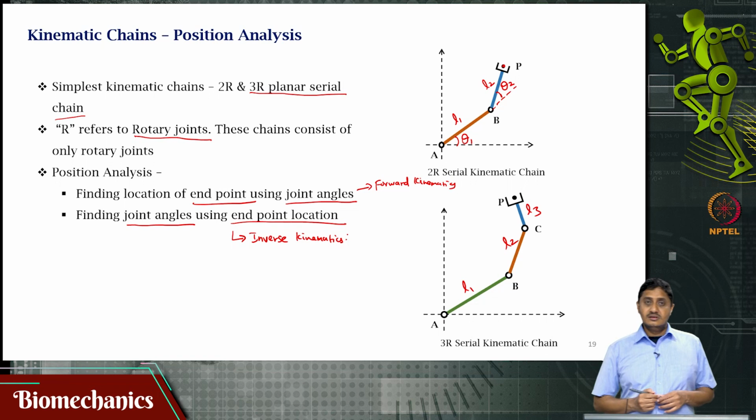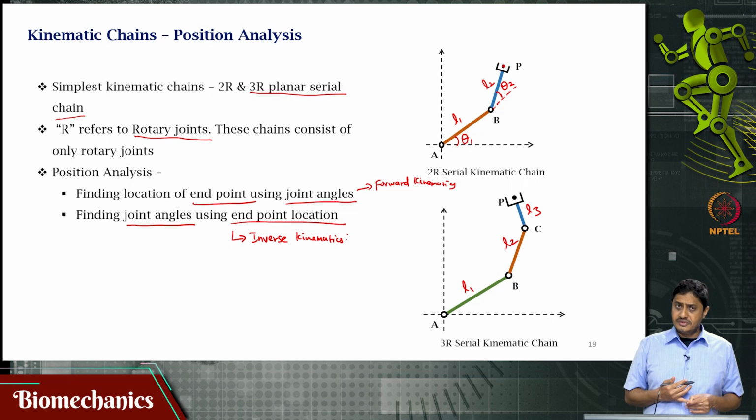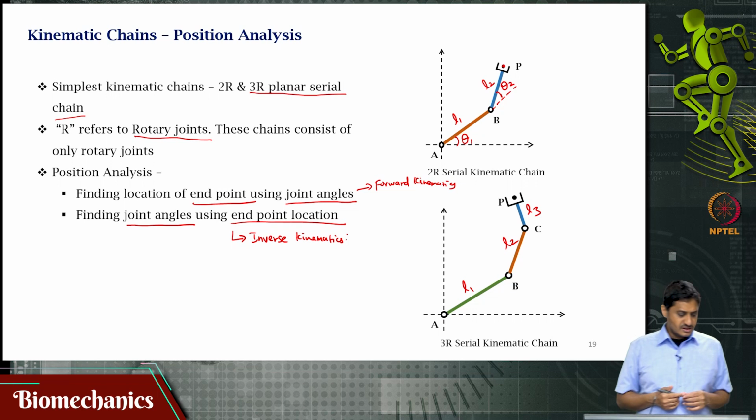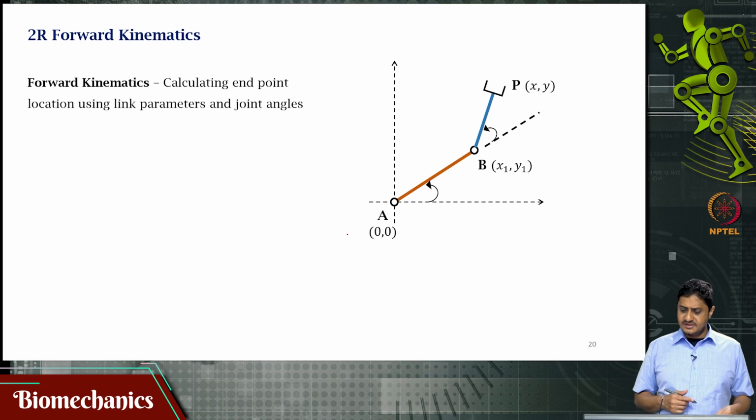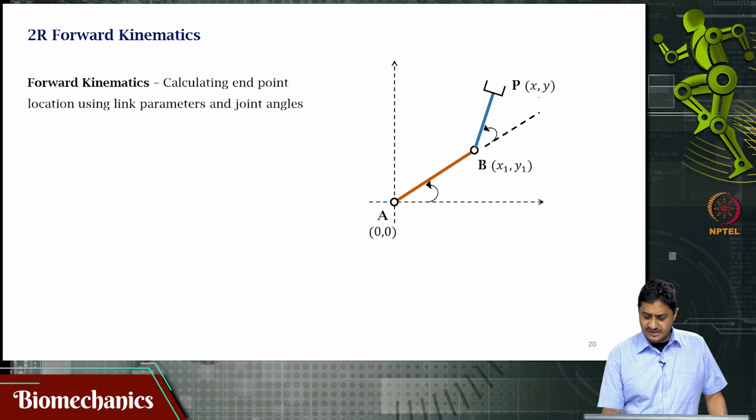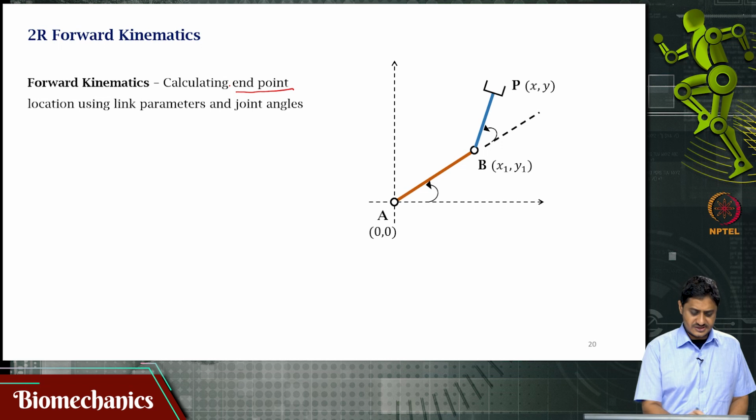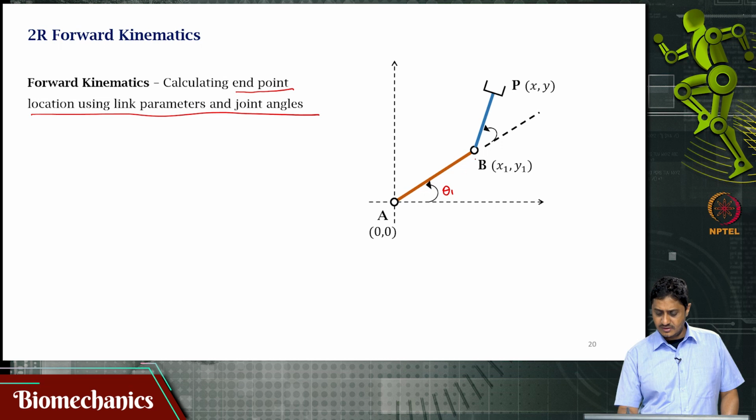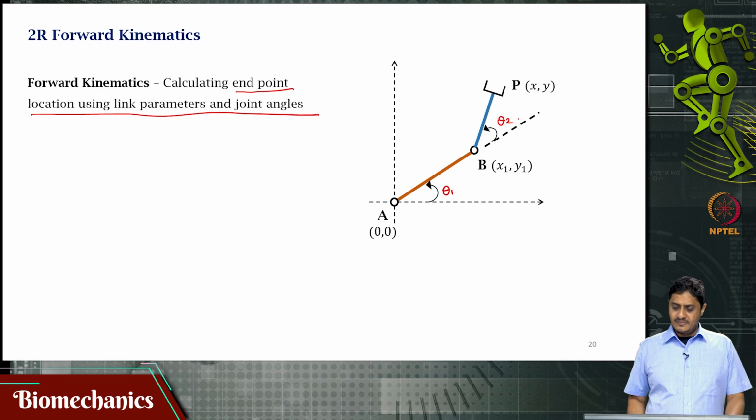It turns out that one is more challenging than the other, we need to perform the analysis and find out which one and why that is the case. So, let us start our analysis by looking at this two link planar kinematic chain, right. The question is find the end point coordinates using link lengths and joint angles. I know this theta 1 and I know this joint angle as theta 2, this is given to you. And the link lengths are given to you as L1 and L2.